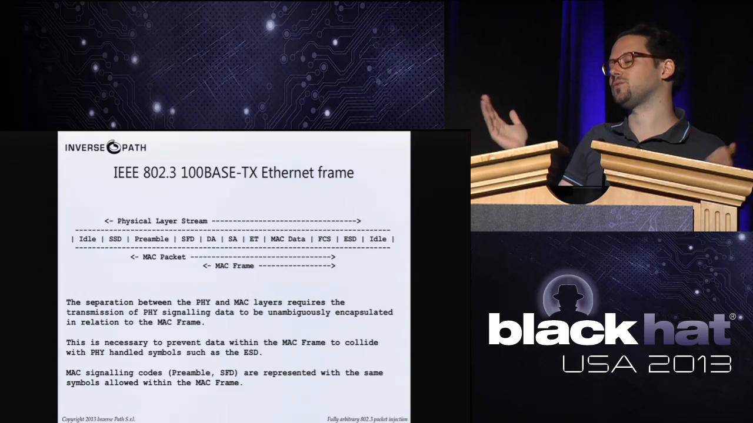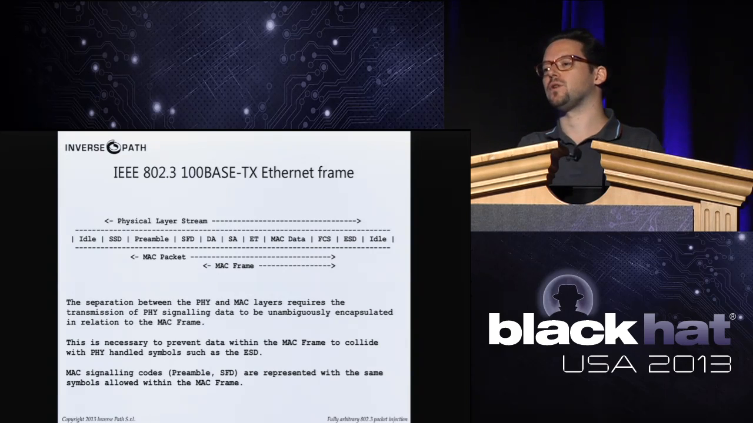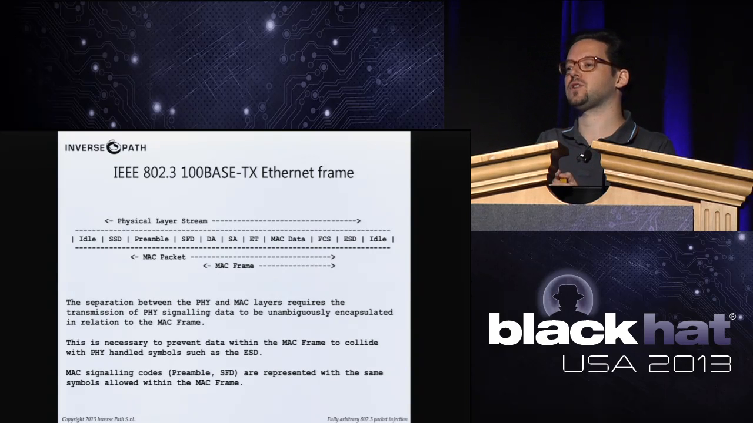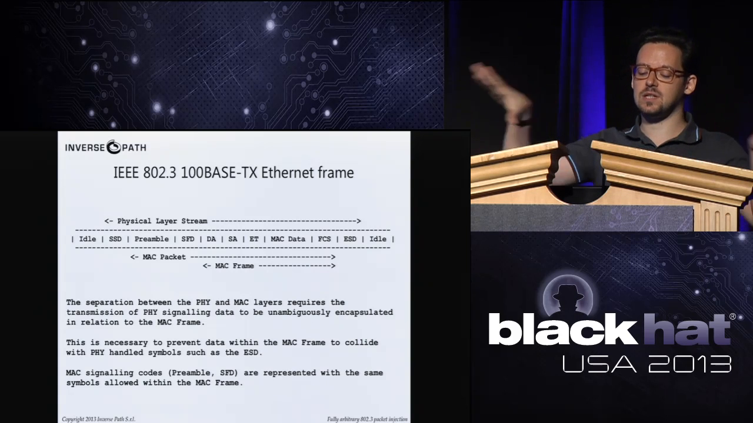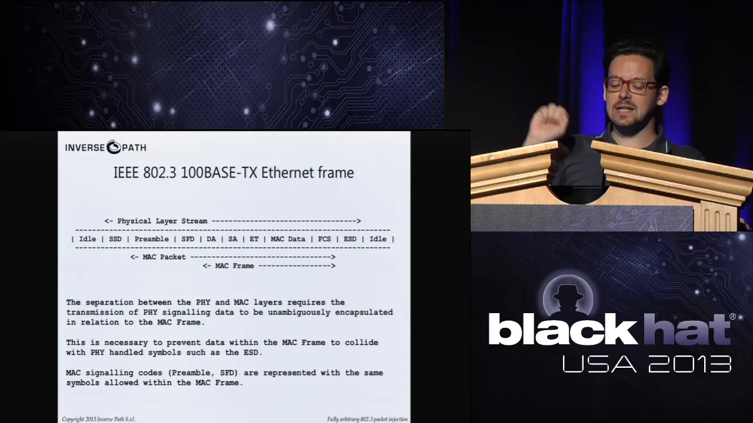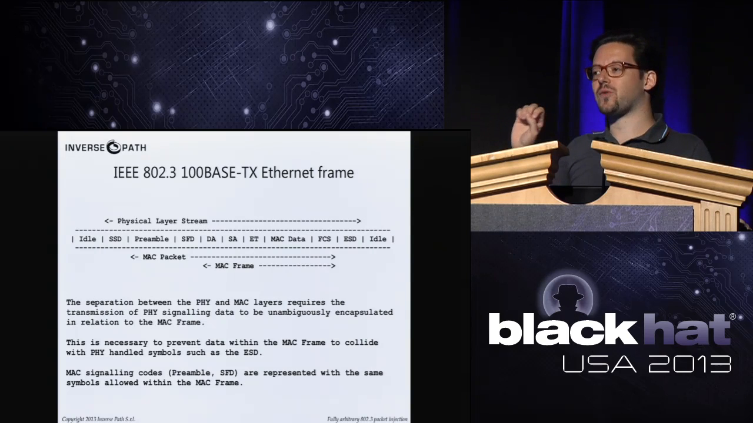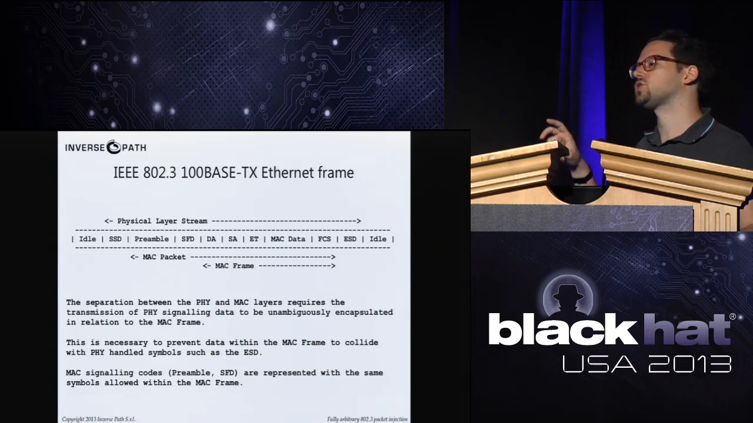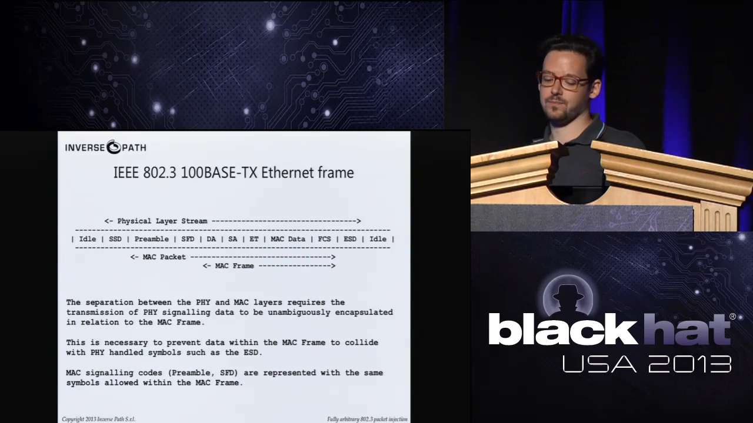Think about it like in-band signaling for phones, where you can play the DTMF tones; if those were signaling codes for the line, then you would have a problem. So there's the need for having a separation there. The MAC signaling codes, like the preamble and the start of frame delimiter, are, however, represented with the same symbols which are allowed within the MAC frame.